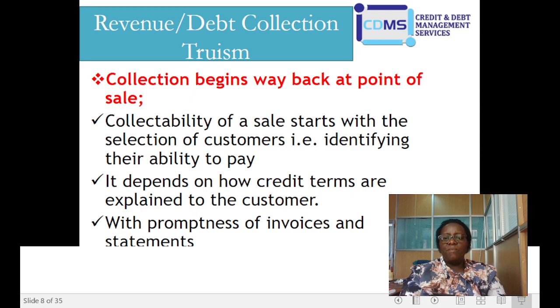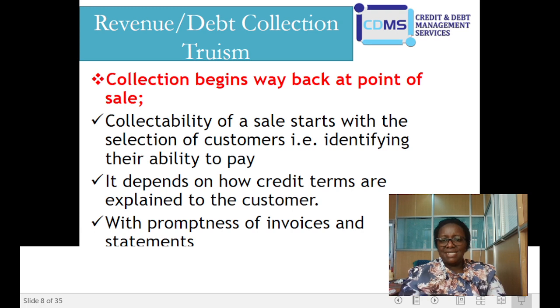I think I want to concur and say that collection begins way back at the point of sale. So if you are to be assured of a collection, if you are to get paid for the sale, ensure that in our onboarding process, at the point we onboard the customer, we have laid down the procedures, the processes, and they know when they're supposed to pay us, and the terms that we are according to them, so that they can go by those terms.